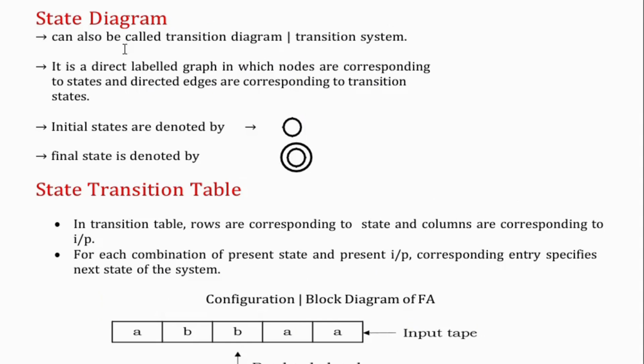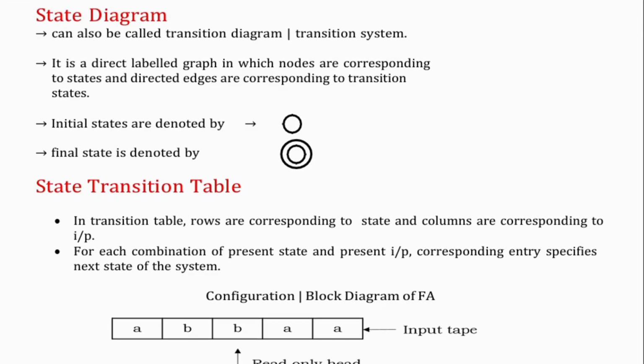So what is the state diagram? It can also be called a transition diagram, or a transition system. It is a directed labeled graph in which nodes correspond to the states and edges correspond to the transitions. You all know the state is a node, and similarly the transition is nothing but the edge. Let's understand one diagram so that you get a clear picture of the state diagram.